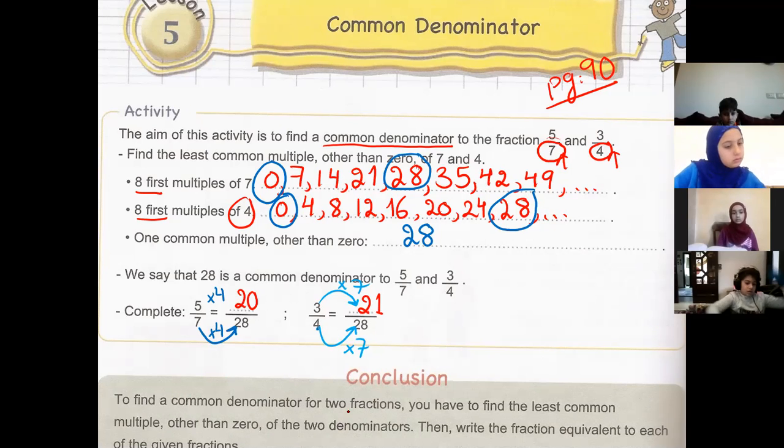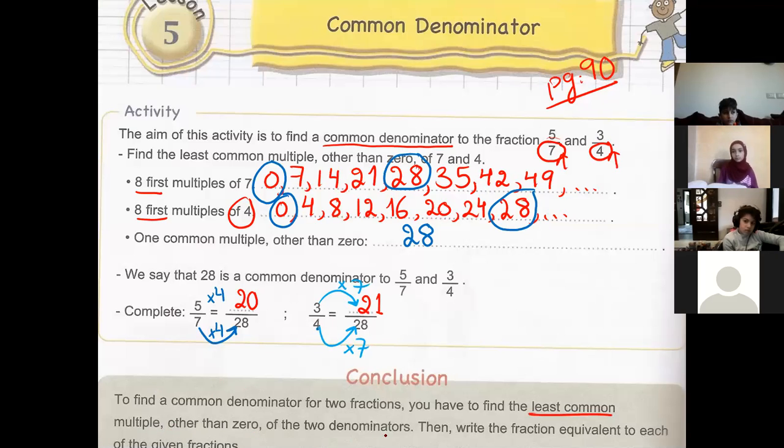To find a common denominator, we have to find the least common multiple other than 0. Least means the first, the smallest common multiple other than 0 of the two denominators. So what do we call 28 with respect to 7 and 4?